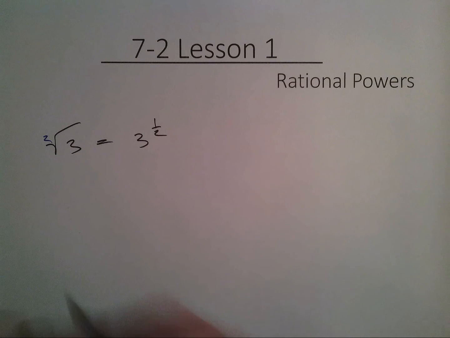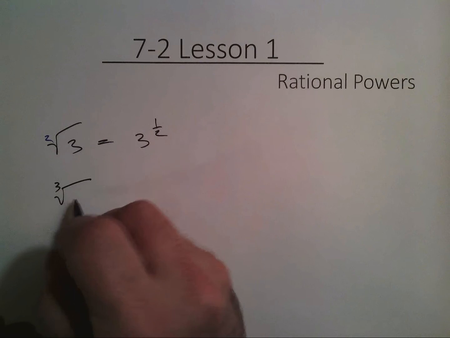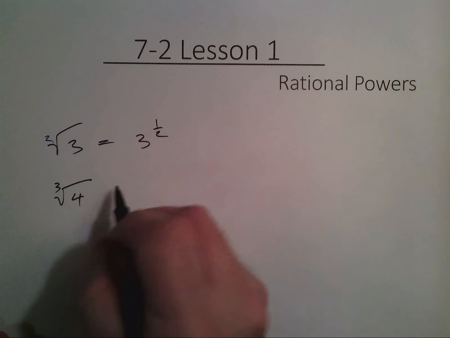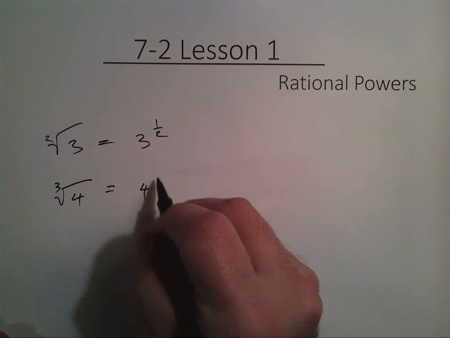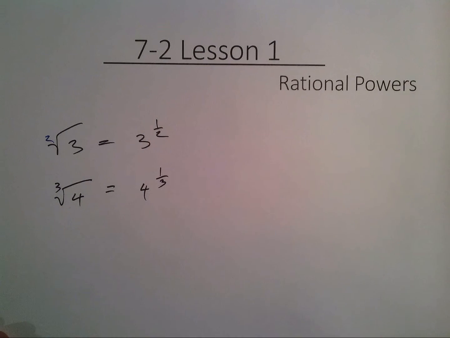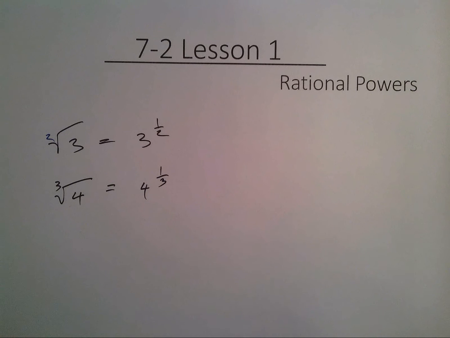Alright, let's do another one. Let's say that I have the third root of 4. Well, what this really says is I have 4 to the 1/3 power. Now, let's see why that works.